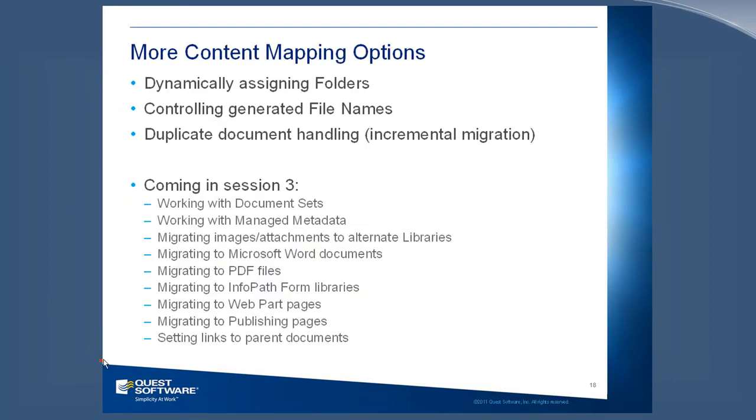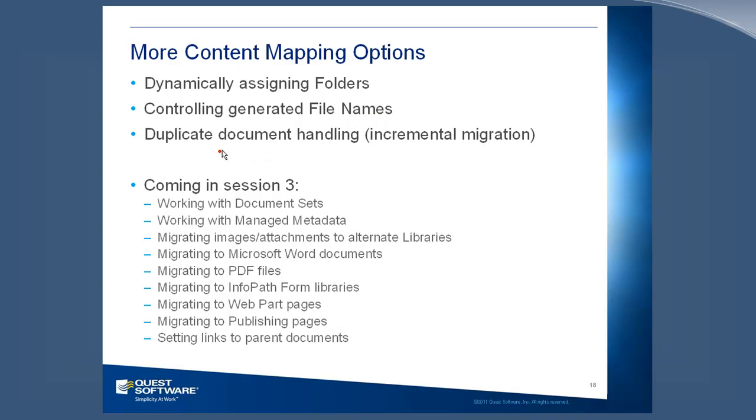Okay, so other aspects of migrating content that we're going to cover later. I showed you generating folders based on some piece of Notes data. I could have also controlled file names. So if you have embedded images or objects, those don't necessarily have a file name, but you could take some piece of Notes data and map it to the file name for these attachments.